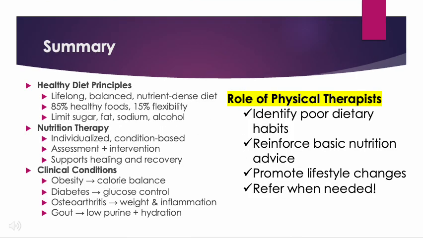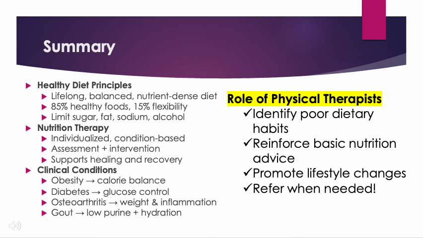To summarize everything we have discussed, a healthy diet should be balanced, nutrient-dense, and followed throughout the lifespan. Most of the diet, about 85%, should come from healthy food choices while allowing some flexibility. At the same time, we must limit sugar, saturated fat, sodium, and alcohol.